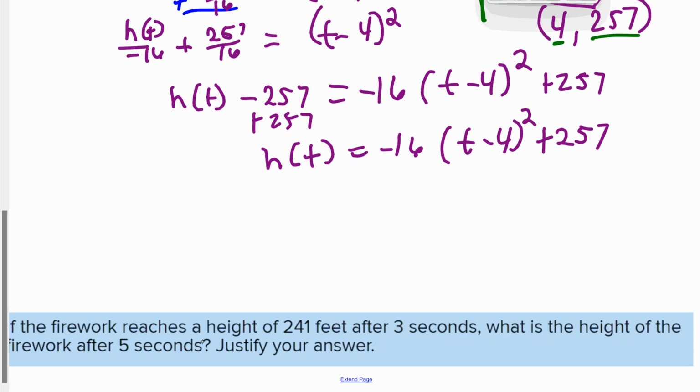Now think about this. If it goes up and at 3 seconds, it reaches 241, then it goes to its peak at 257 in 4 seconds. What's it going to be at 5 seconds? Think about that. Okay, so that's the rest of lesson 1.5.